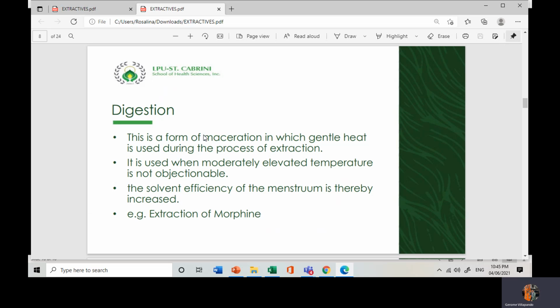Digestion. This is a form of maceration in which gentle heat is used during the process of extraction. It is used when moderately elevated temperature is not objectionable. The solvent efficiency of the menstruum is thereby increased. An example here is extraction of morphine. So in digestion, only gentle heat is used.